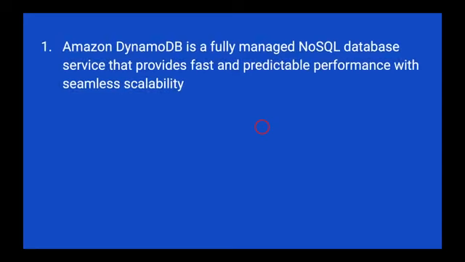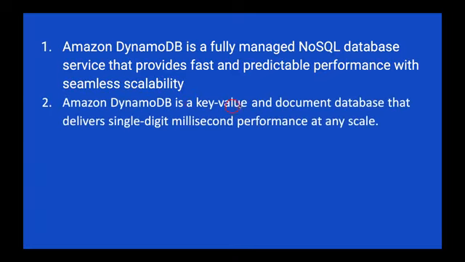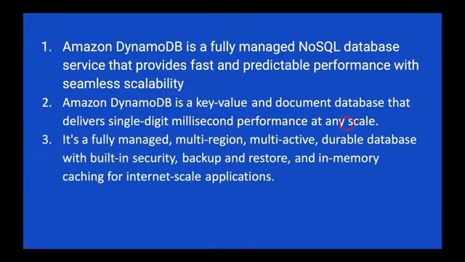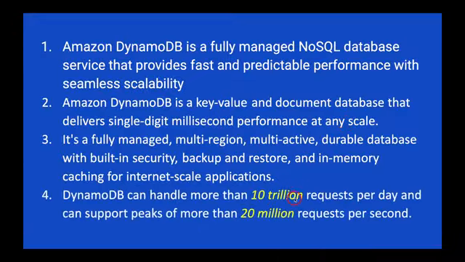Amazon DynamoDB is a fully managed NoSQL database service that provides fast and predictable performance with seamless scalability. It is a key-value and document database that delivers single-digit millisecond performance at any scale. It's a fully managed, multi-region, multi-active, durable database with built-in security, backup and restore, and in-memory caching for internet-scale applications. DynamoDB can handle more than 10 trillion requests per day and can support peaks of more than 20 million requests per second. You can just imagine how it handles 20 million requests per second. That is the beauty of DynamoDB.